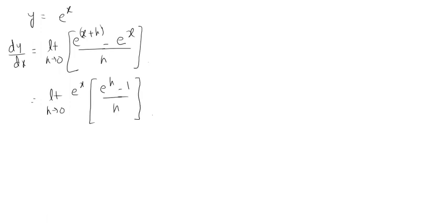So now this limit we have discussed, this limit is equal to 1, so this will be equal to e to the power x. So dy by dx of e to the power x is the same function, which is e to the power x. If you have any doubts in this, please ask.